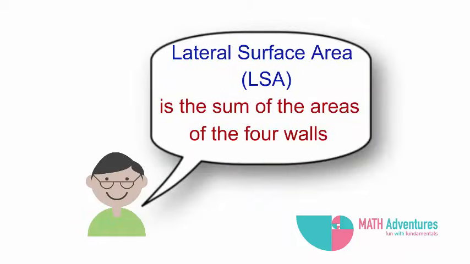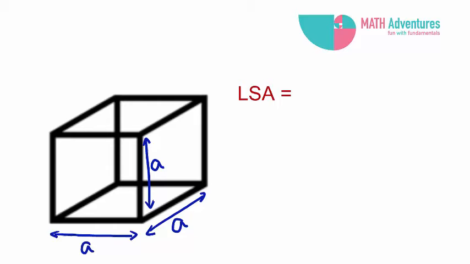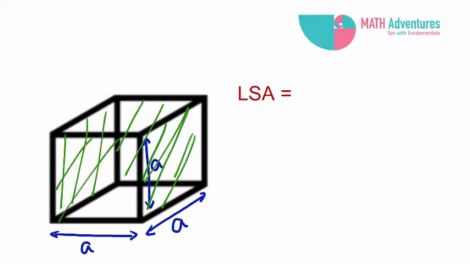Lateral surface area is the sum of areas of the four walls of the cube. By counting the squares, the LSA, or the lateral surface area, of the cube can be found. Let me mark the four walls for you. So right here we have one wall, two walls, the third one and the fourth. Do you observe that each wall is a square?